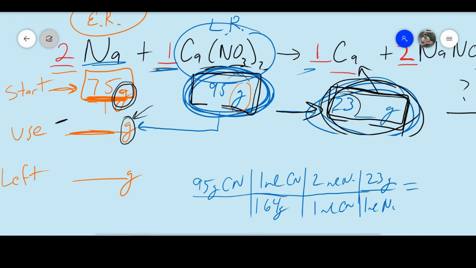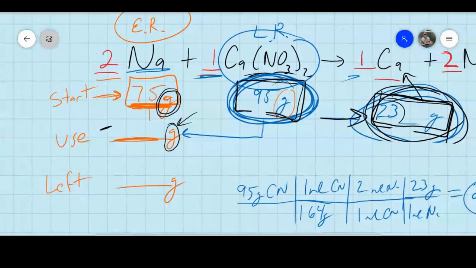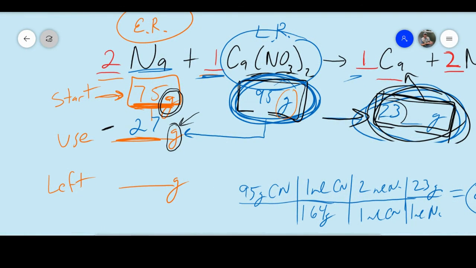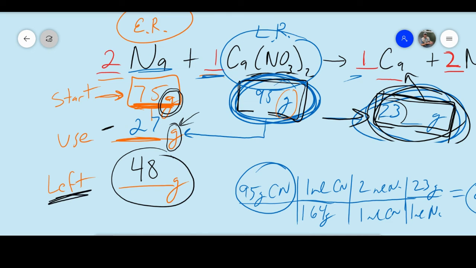So let's punch this in the calculator. 95 times 2 times 23, and then divided by 164. Okay. And that gives us 26. Again, I'm rounding. That's okay. We'll round it to 27. So 27 grams. So I just figured out that I'm going to use 27 grams of sodium when I react the 95 grams of the limiting reactant. So we just need to subtract that now. We need to subtract what we started with minus what we used based on the limiting reactant, and we're going to get about 48 grams is going to be left over. That's how much is going to be left.